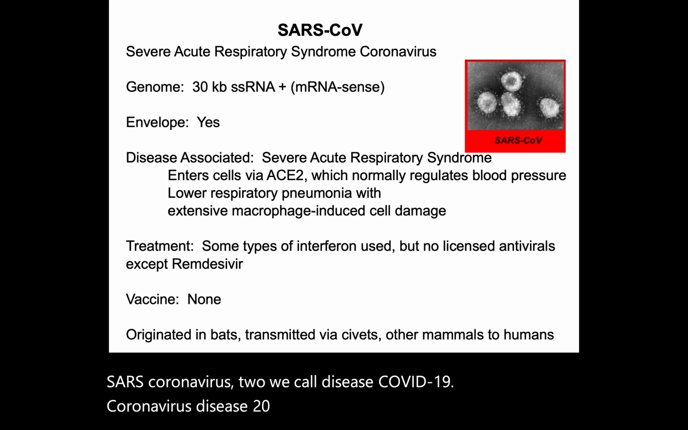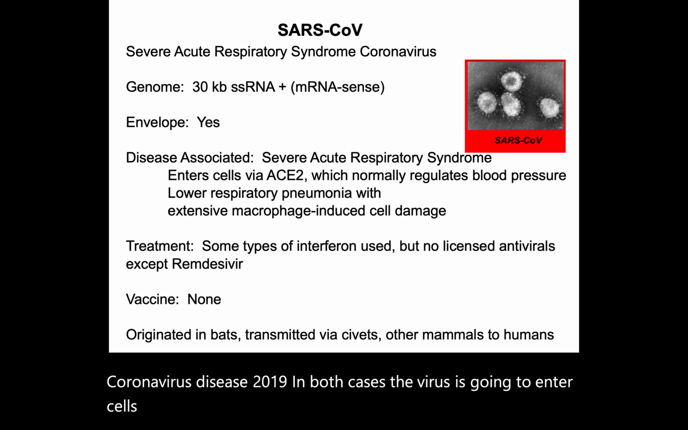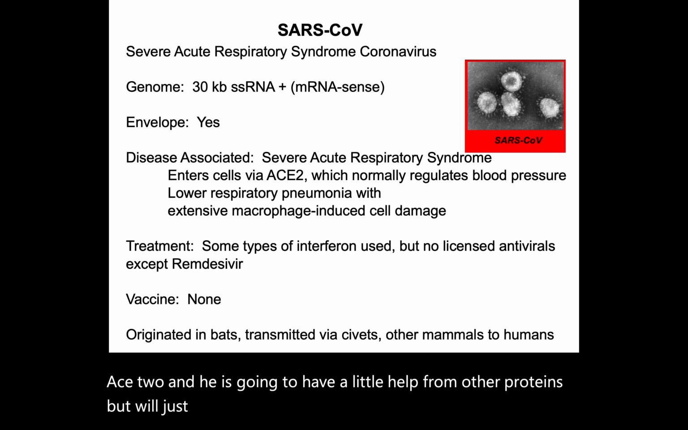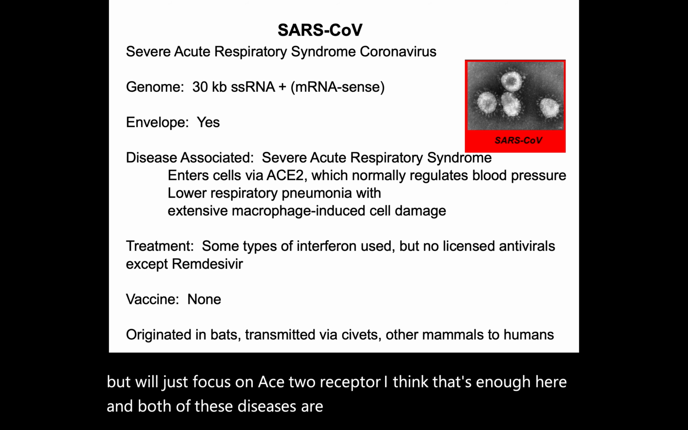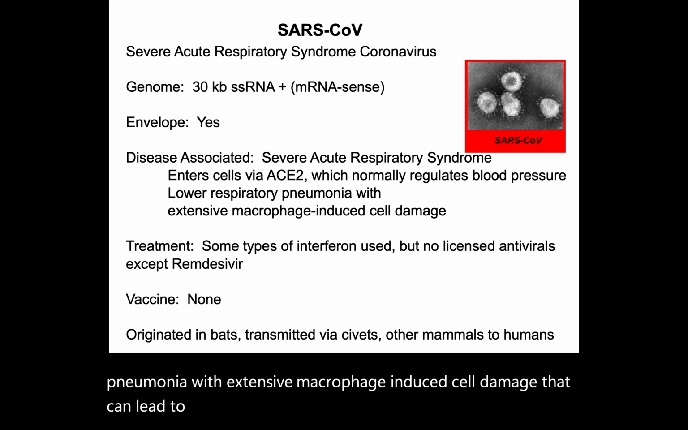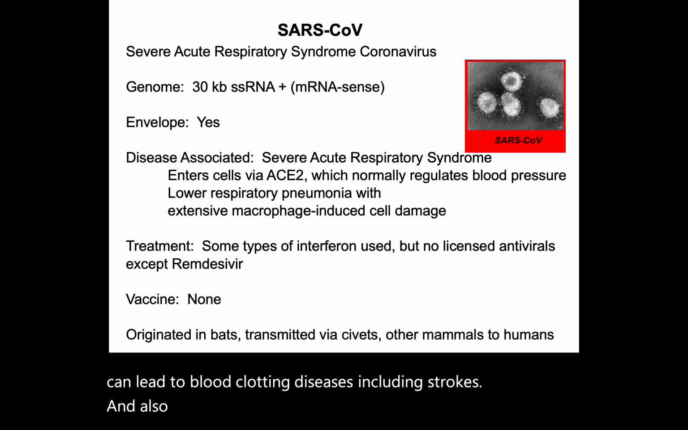In both cases, the virus is going to enter cells through the receptor, which is called ACE2. And so there it is, ACE2. And ACE2, it's going to have a little help from other proteins, but we'll just focus on the ACE2 receptor. I think that's enough here. And both of these diseases are going to cause lower respiratory pneumonia with extensive macrophage-induced cell damage that can lead to blood clotting diseases, including strokes, and also to aneurysms.